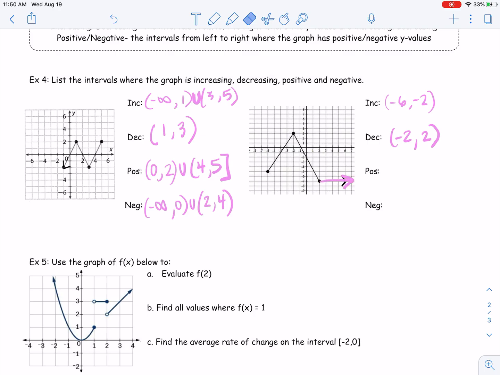Okay. The rest of this graph is remaining constant. So if I had to ask, where's the graph constant, then you would say from, you got it, 2 to infinity. And you would use parenthesis 2, comma, infinity, parenthesis. Very good job.